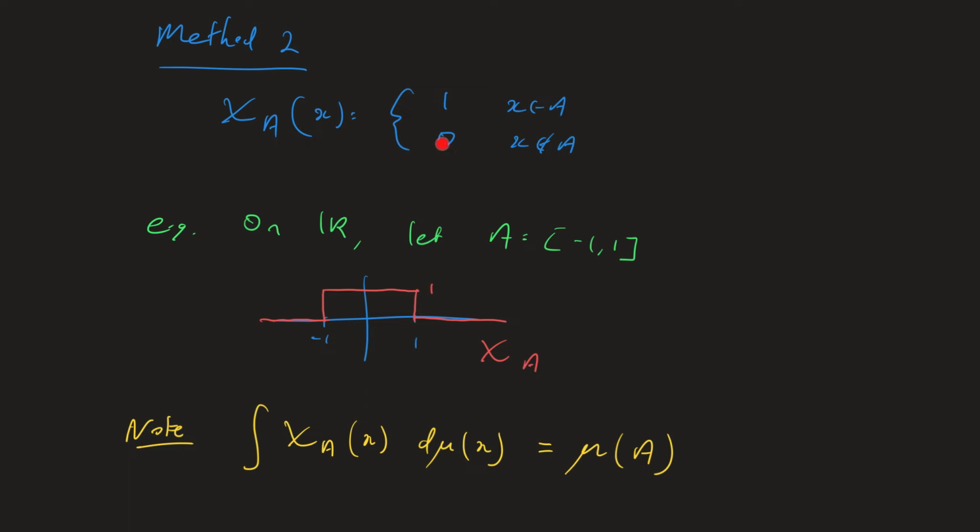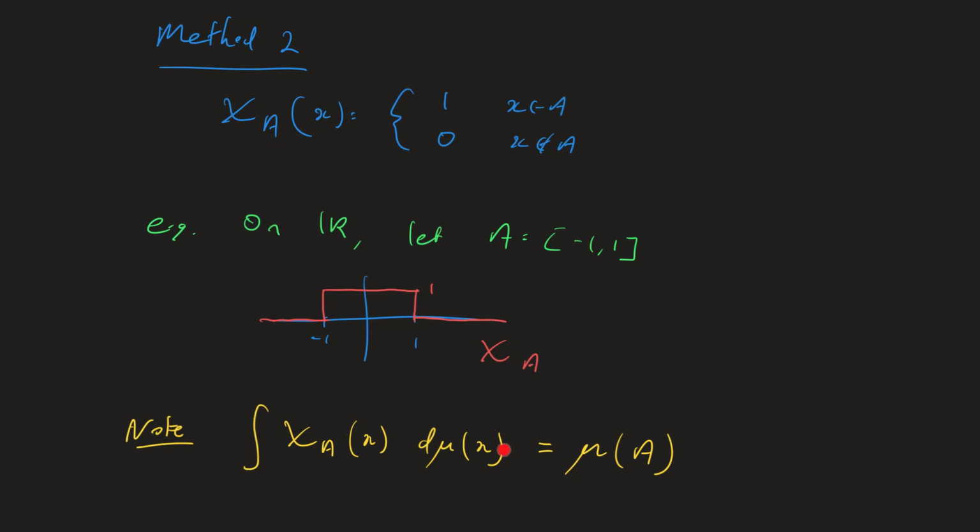get 0. So for example, on the real line, for the set A being the closed interval between -1 and 1, the characteristic function will look like this, the red line here, 0 outside of A and 1 on A. The link between this and area is that if we integrate the area under the characteristic function, we get the area of A, which can be seen visually here. And in general, we have this formula here.